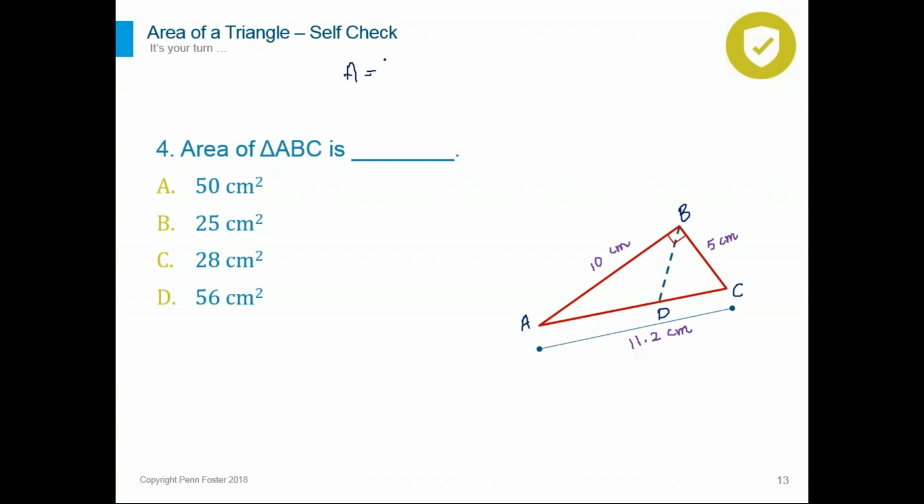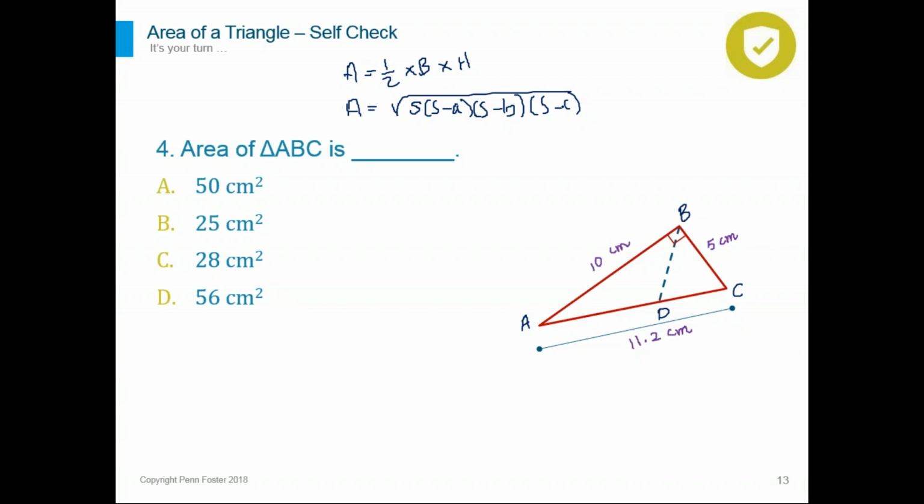It's either the area equals to half times the base times the height, or you can use area equals to the square root of S times S minus A, S minus B, and S minus C. Which formula do you think would be possible for us to use? And if it's possible, then do you have a second choice?